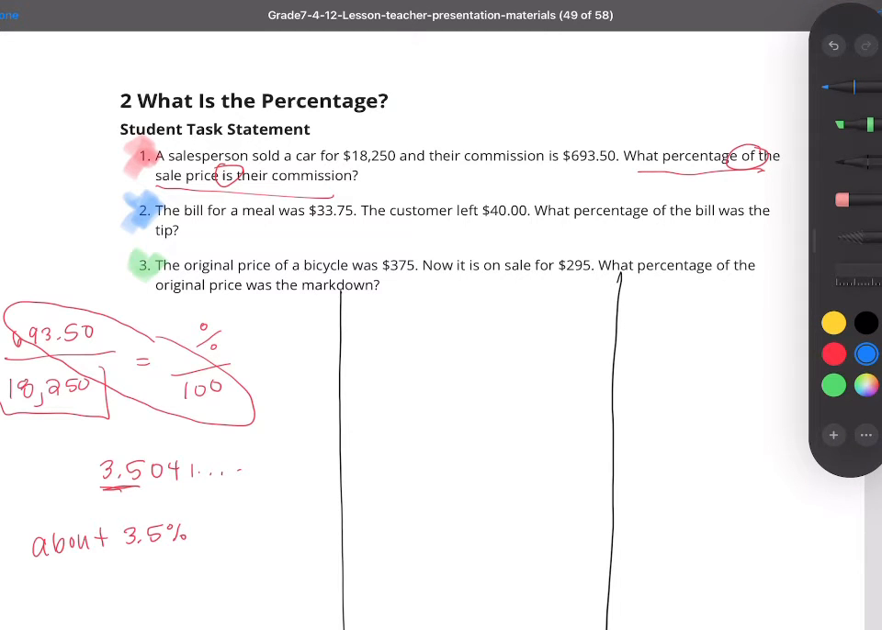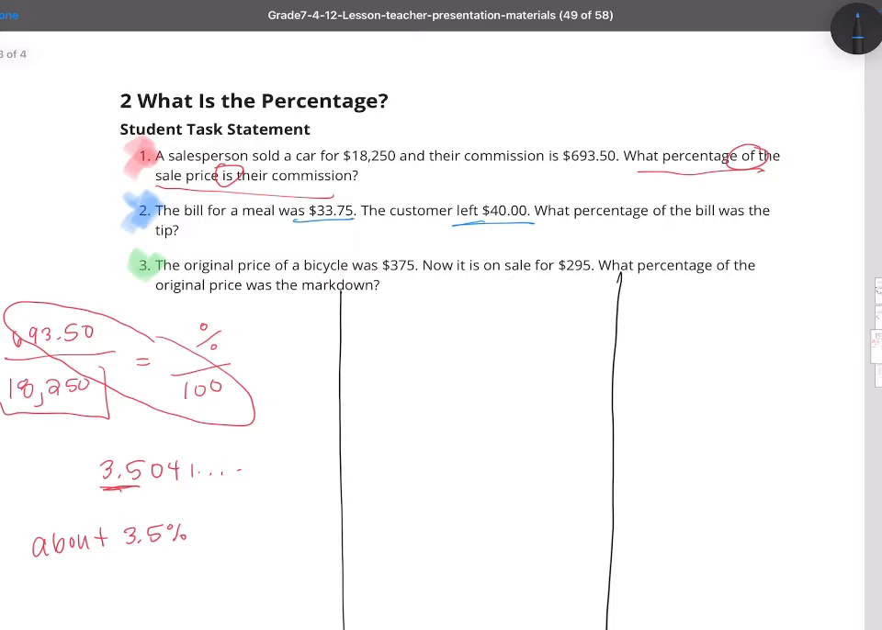It said the bill for a meal was $33.75. The customer left $40. What percentage of the bill was the tip? Now, you can solve this 2 ways, but I'm going to solve it one way with you guys because I don't want to confuse you too much. The customer left $40. So this is actually a 2-step problem. You need to figure out, well, how much is the tip?